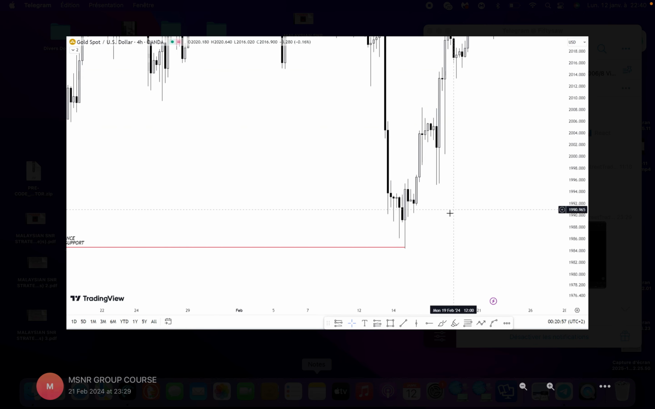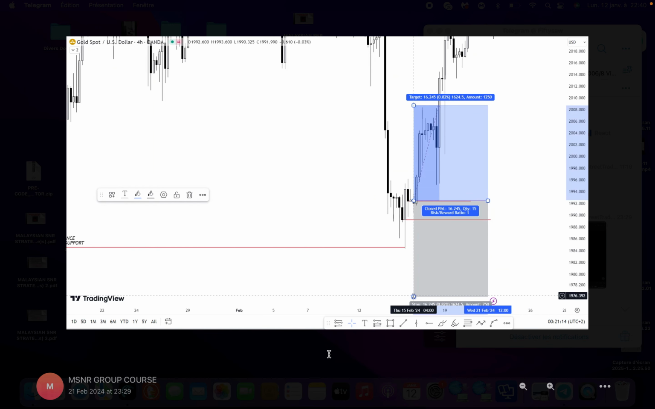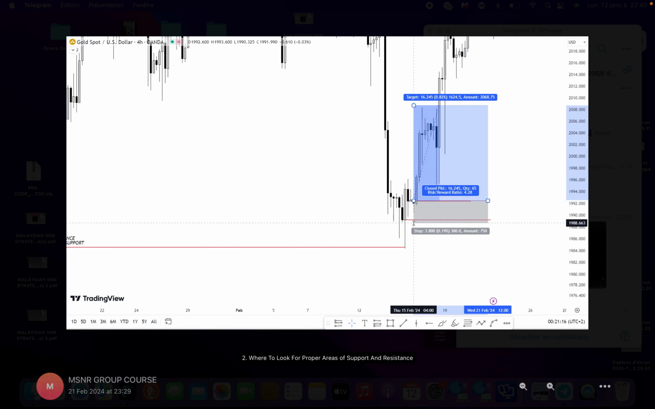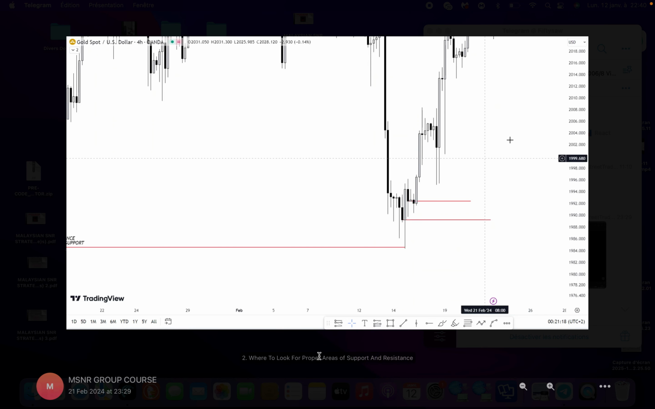wait for your entry, right? In this case, we had this area right here. We did not touch it. We had a sell and then a buy. So I'm not really sure if you would have used this one right here. I'm not really sure if you would have been comfortable with using this one.